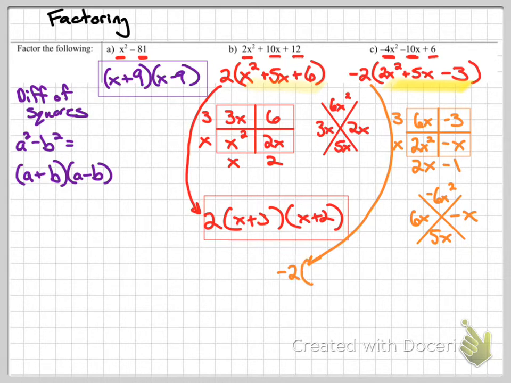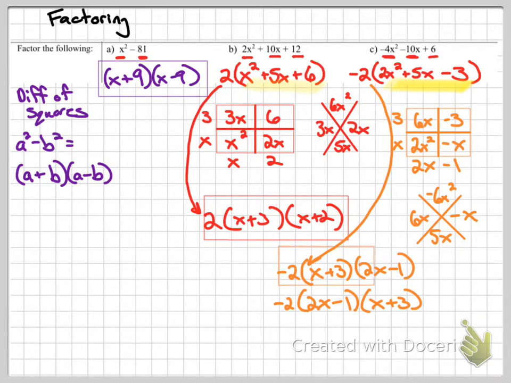So the GCF of negative 2 times x plus 3 times 2x minus 1. That's also the same thing as writing it this way. As long as the numbers in the parentheses don't change, either one of those is perfectly fine for your answer, factored completely with the GCF in front.